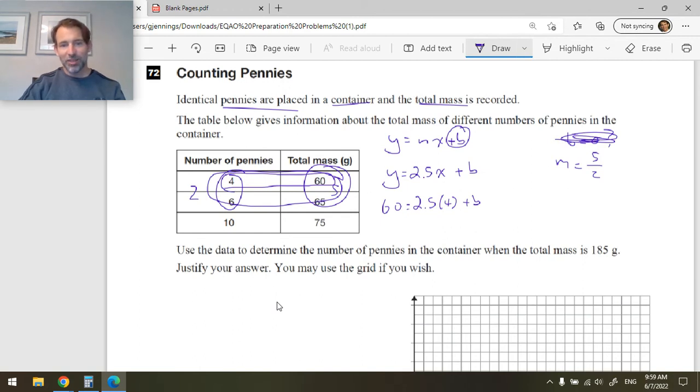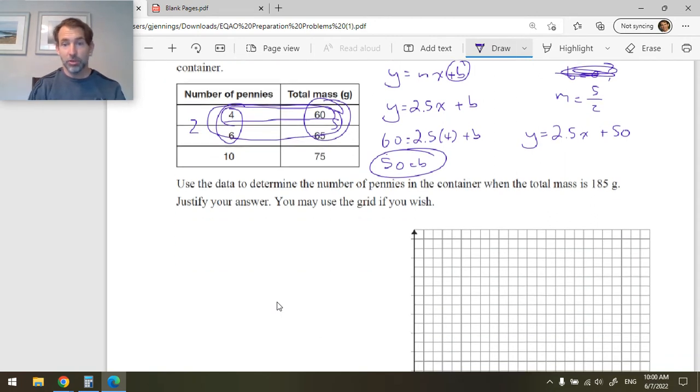Okay, so b is 50. I said I would go faster, so 50 equals b. There I found b, and now I know y is equal to 2.5 multiplied by x plus 50. 50 is the weight of the container, 2.5 grams is the weight of each penny, and that gives you an equation. The number of pennies in the container when the total mass is 185.